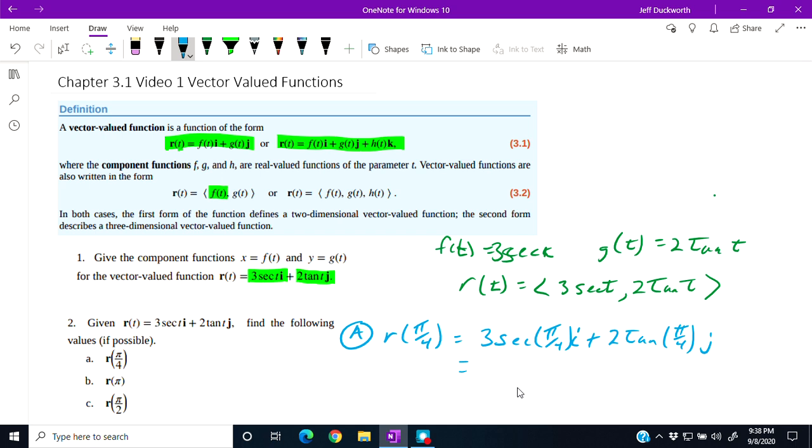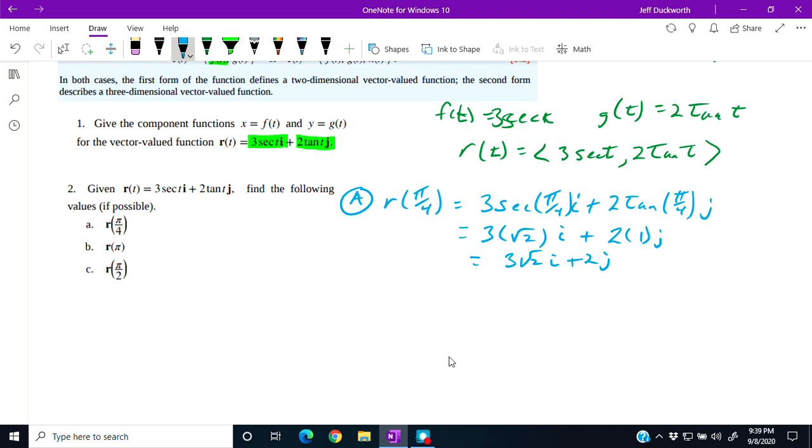Well, secant is 1 over cosine, and cosine of pi by 4 is root 2 over 2, so this is going to be equal to 3 times root 2, which is 1 over root 2 over 2. And tangent of pi by 4 is just 1, because it's sine over cosine, so that's just 2 times 1j. So here we have 3 root 2 i plus 2j. And that's how we would evaluate that.